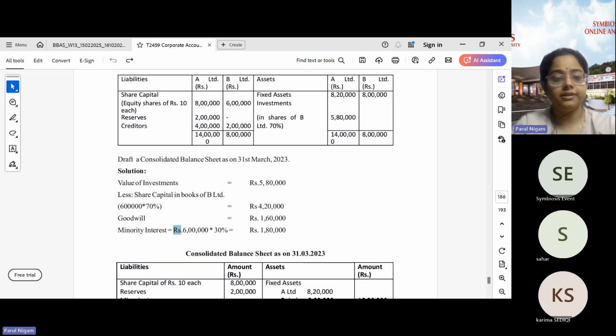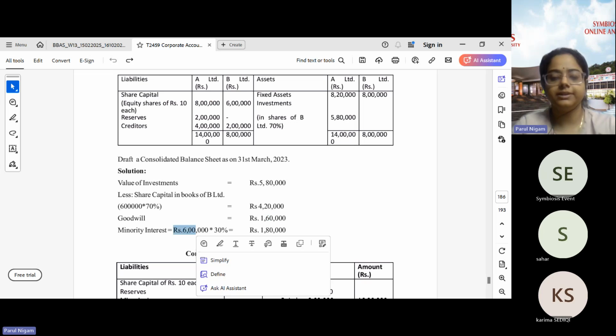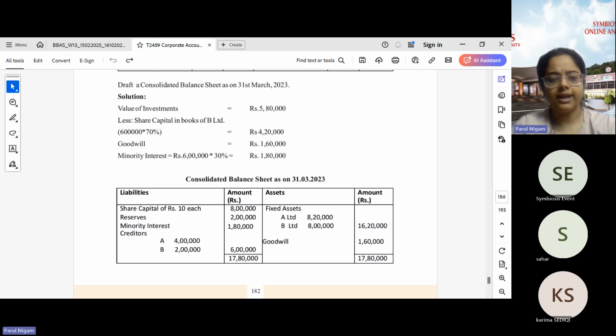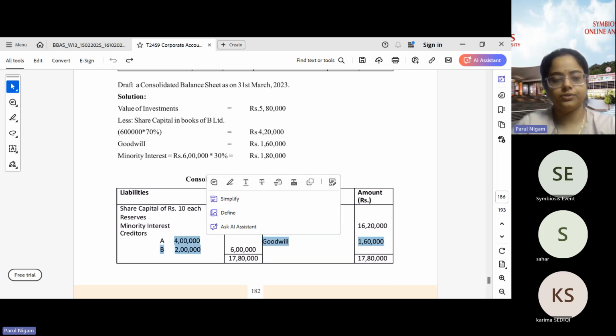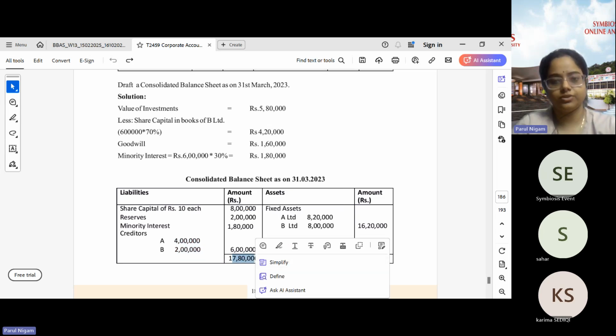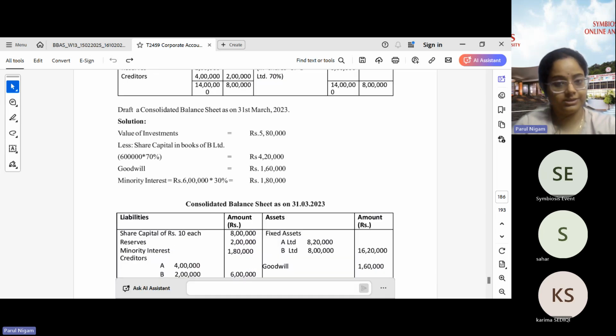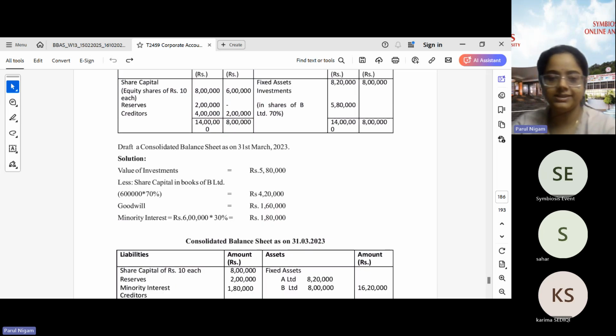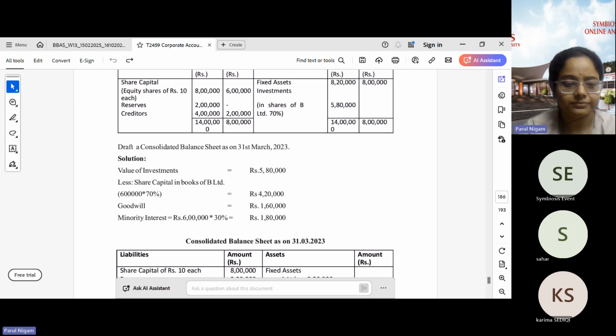And what is the minority interest? The part which is not taken up by the holding company. That is the minority part. So you've calculated all of this and you fix it in this balance sheet. Fixed assets, goodwill, share capital, reserves, minority interest also comes on the liability side. And then you sum up the creditors. And if you give the total, it will match. So very easy. This was the most difficult question of this chapter. You can see, it is also the easiest, I think. Easiest of all the chapters.